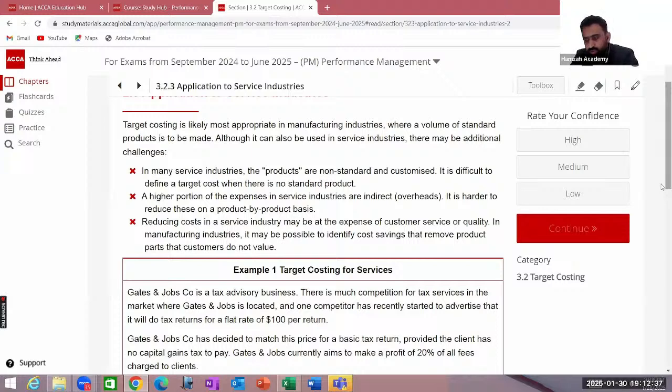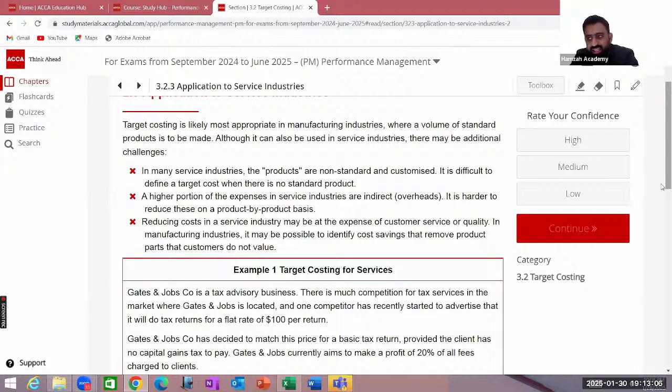It is easy to achieve the target cost. But if you talk about a business where the products are not the same, each product is different, then obviously it would be very difficult to achieve learning curve, labor efficiency, material efficiency. So in such a concern, it is a very difficult task to minimize the cost or to achieve the target cost. And the service industry is one of those industries.